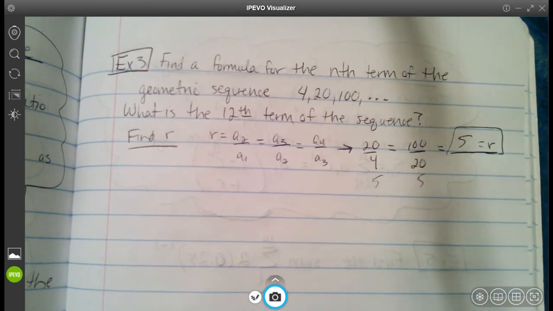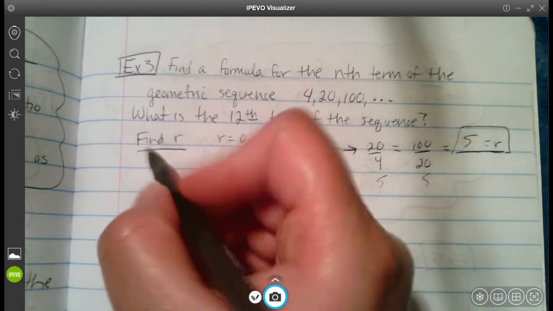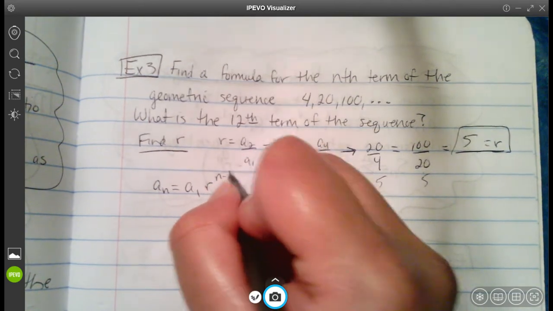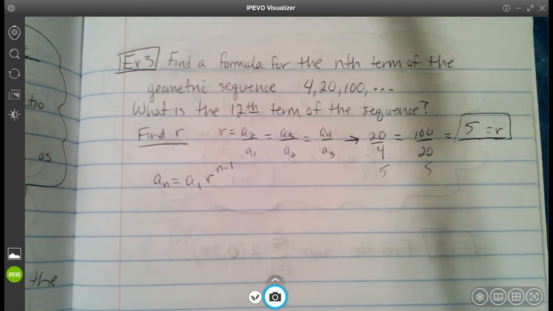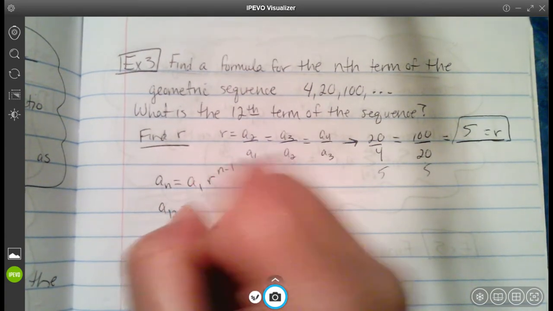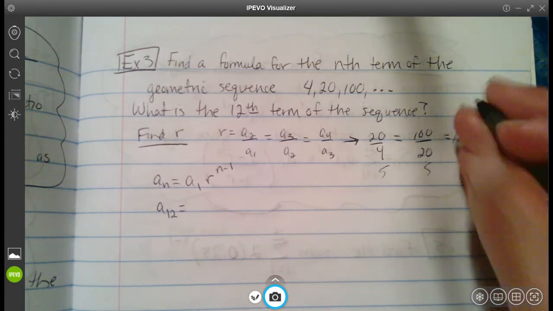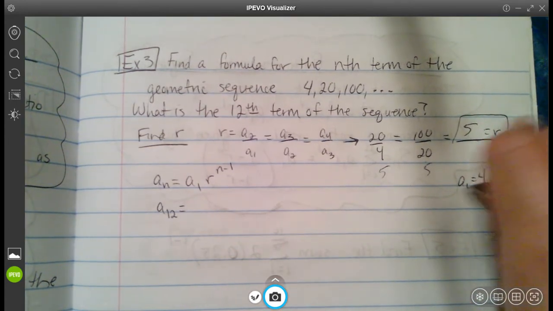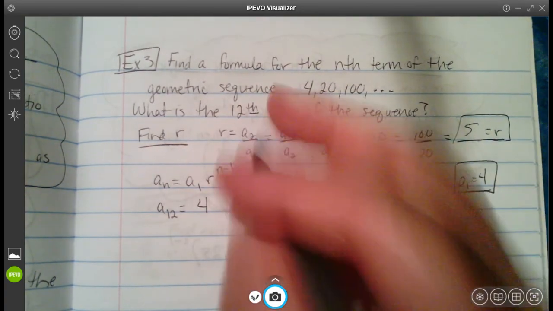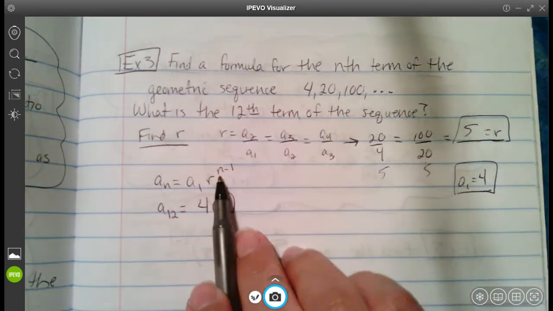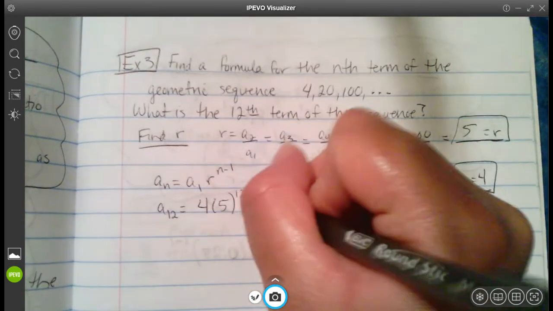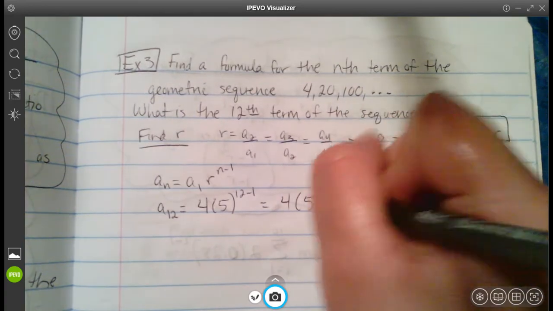Okay. So now that we have the common ratio for the formula, remember that it's a sub n equals a sub 1 times R to the n minus 1 power. So we're just going to plug in what we know. This will be a sub 12. We know a sub 1 is the first term, so a sub 1 is 4 in this one. So 4 times my common ratio, 5, to the power of n minus 1, so 12 minus 1, which is going to be 4 times 5 to the power of 11.